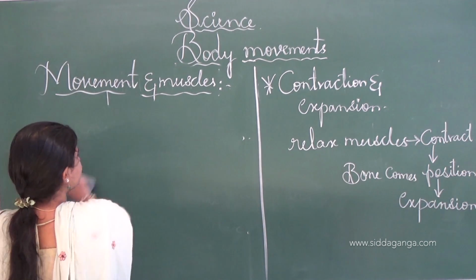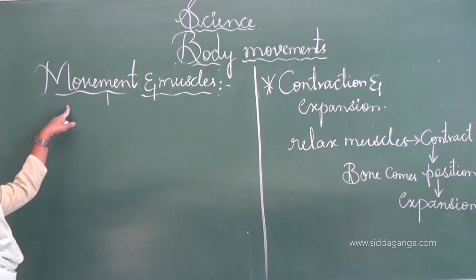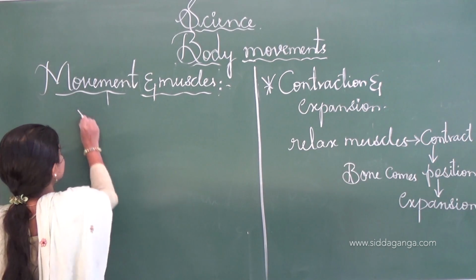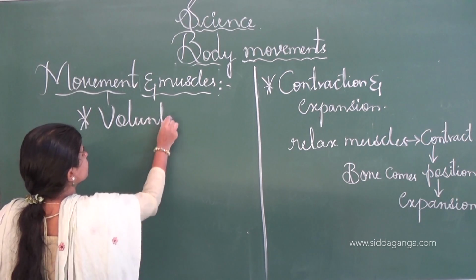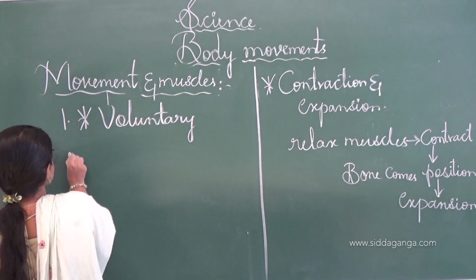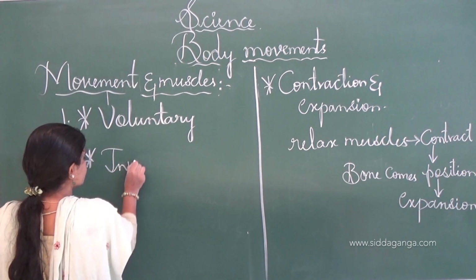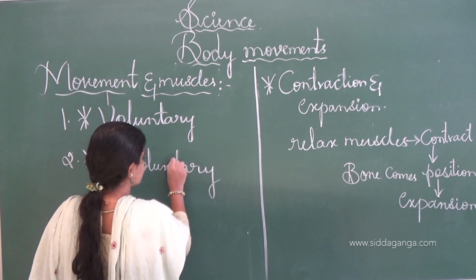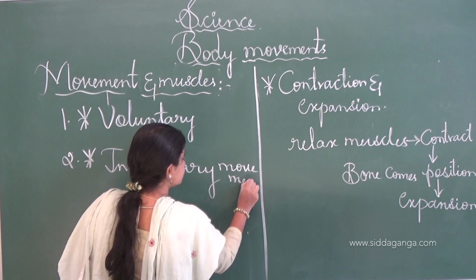And here there are two types of movements. As the heading is given, movements. See, there are two types of movements: one is the voluntary movements, and another one is the involuntary movements.